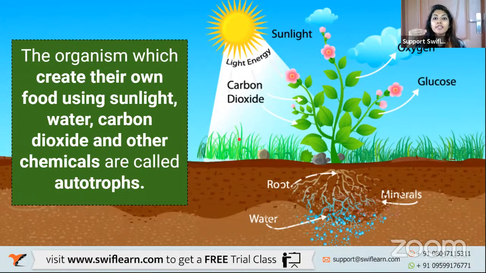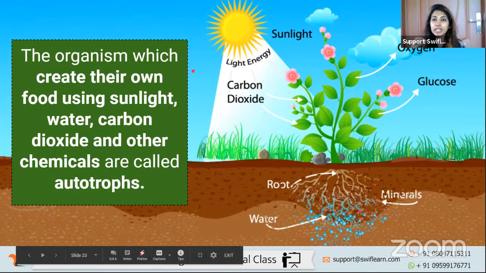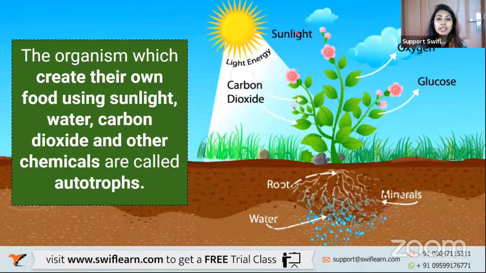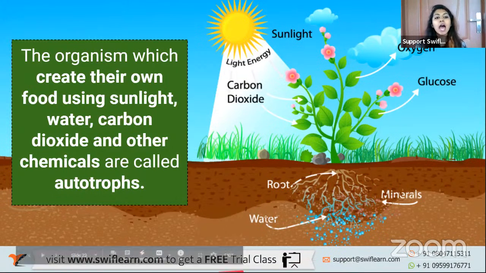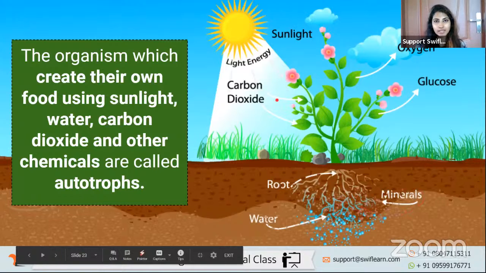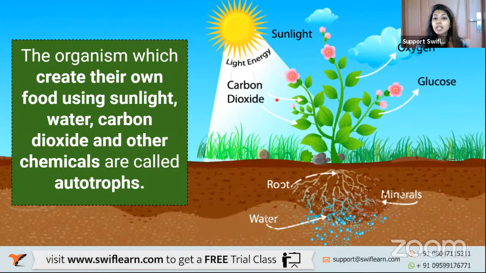Now we will see with a pictorial representation how the process is exactly happening. The organisms which create their own food use sunlight. Then water, which they get from the soil through the roots. And carbon dioxide, which they get from the air. And other chemicals, meaning the chemicals present in the leaves. There is a chemical process also happening inside the leaves when photosynthesis is happening.